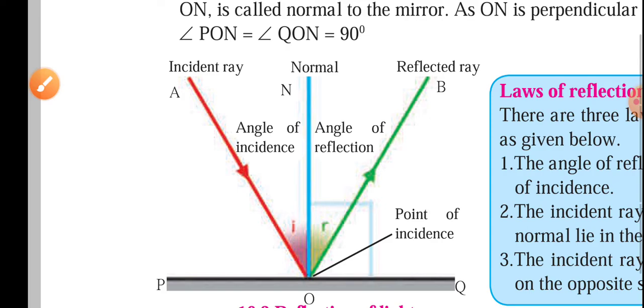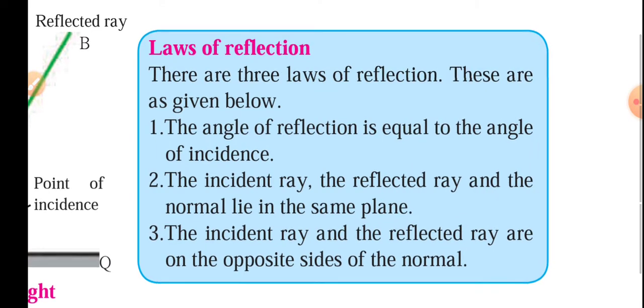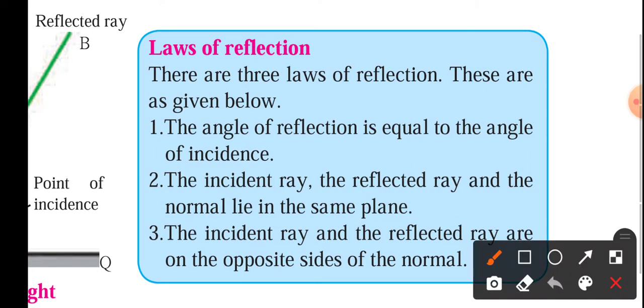Further thing is, we have certain laws of reflection. What are the laws of reflection? Let's see that. There are 3 laws of reflection. These are as given below. The first one: the angle of reflection is equal to the angle of incidence, which I already told you, i is equal to r. So angle of reflection is equal to angle of incidence, or angle of incidence is equal to angle of reflection.